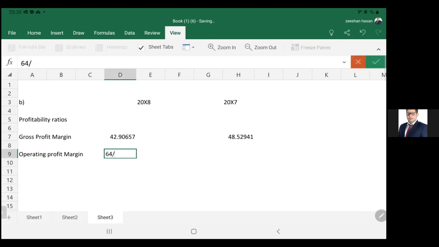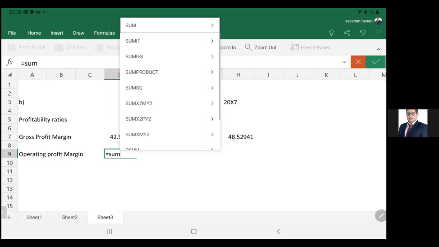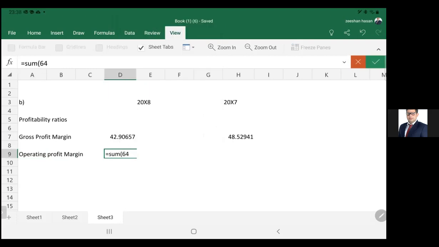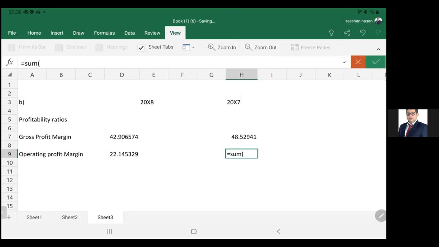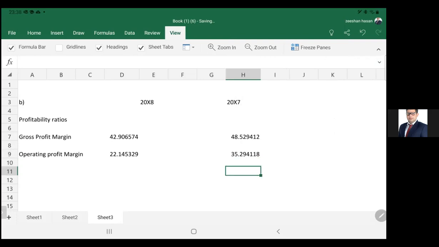Operating profit margin: 64 divided by 289 multiplied by 100, which is 22.14. For 20X7, it is 96 divided by 272 multiplied by 100. So we get 35.294. You can write 35.3%.